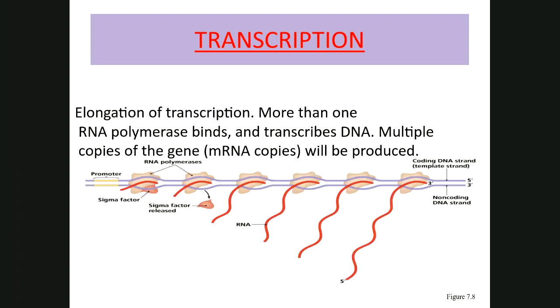Transcription is a process that happens utilizing many RNA polymerases so that many copies of the messenger RNA can be made. So we have a multiple number of RNA polymerases transcribing the gene at the same time.